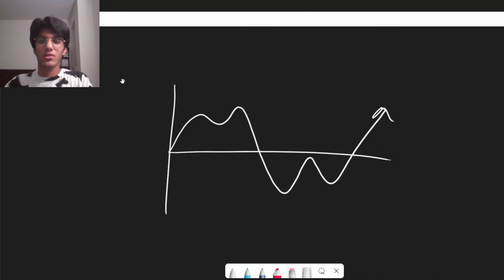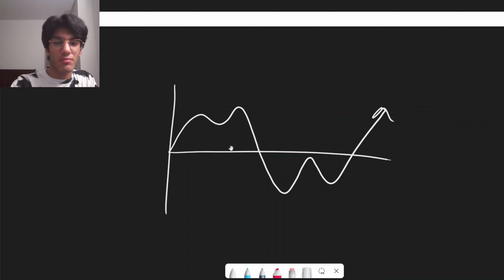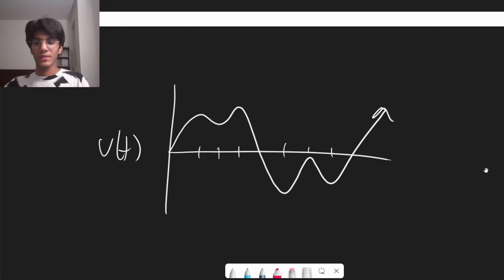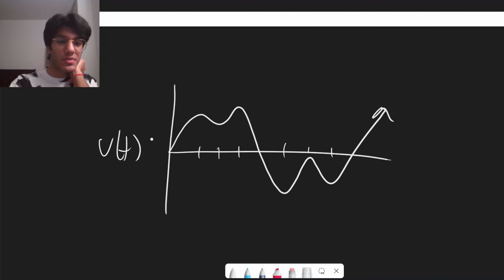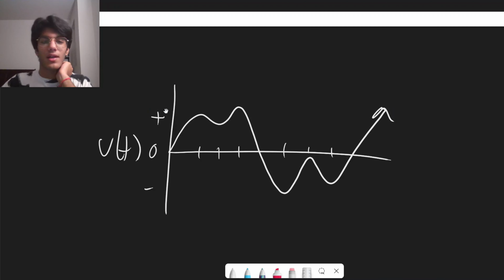Let's look at this using a little example that I made. If we look at each turning point, there's a turning point here, here, here, here, here, and here. Let's just say this represents a velocity graph. So we see here that the velocity is positive, so this will be 0 here. Anything up here is positive, anything down here is negative.